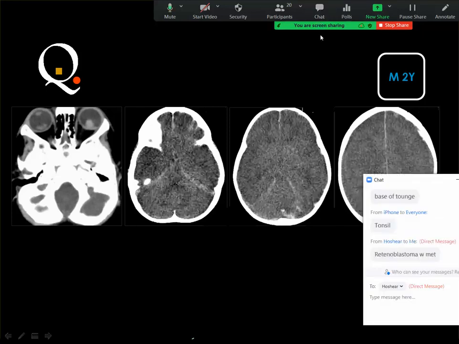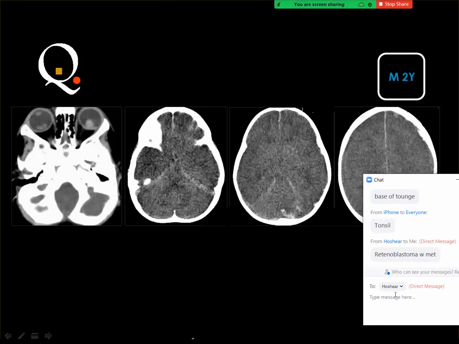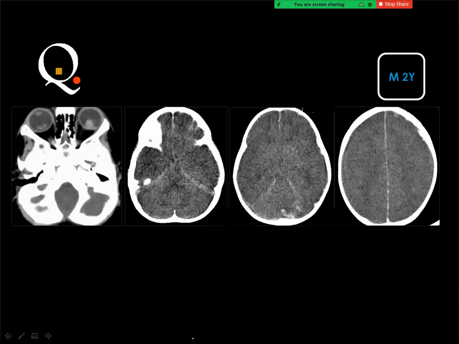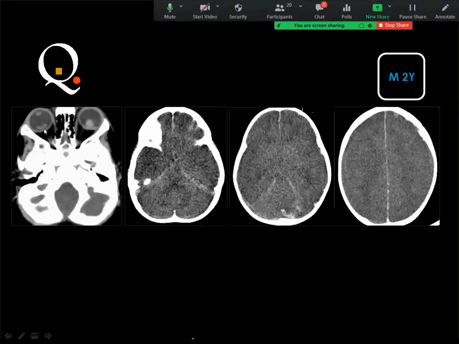Retinoblastoma with metastasis. This is the answer. But if you look carefully, then you can see that the left orbit there is no lens, and this is the lens, which is dislocated and displaced posteriorly. And in this orbit, you see the lens at its side, and you see what looks like intraocular hemorrhage.